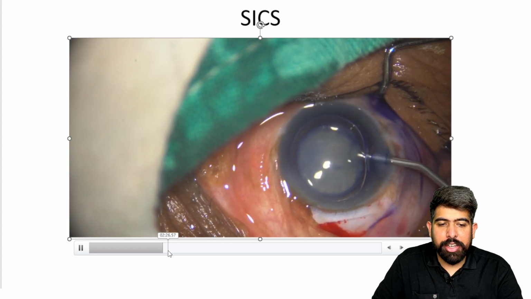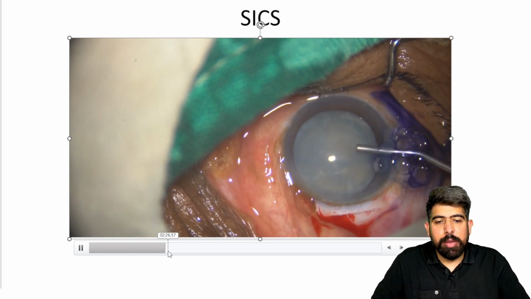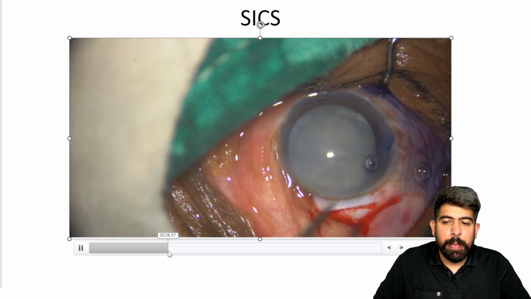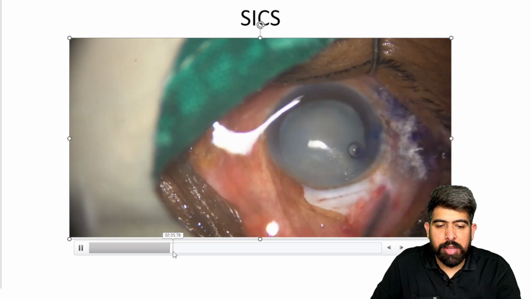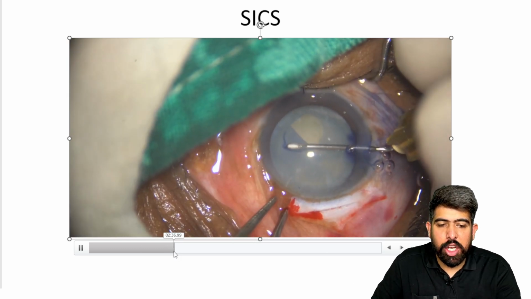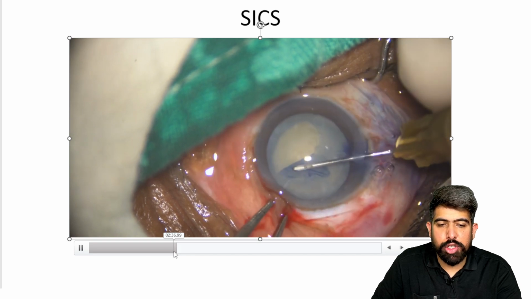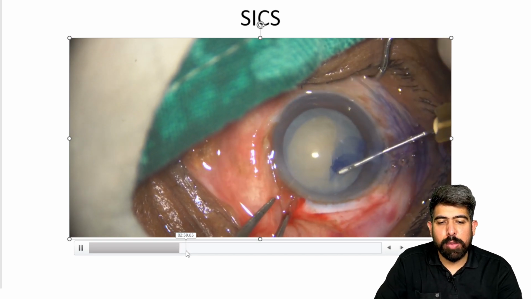After entering the anterior chamber, we injected this trypan blue dye, and this trypan blue dye will give coloration to the anterior part of the lens. Now we have to remove this anterior part of the lens, known as the capsule. This is the capsulotomy. The anterior part of the capsule should be removed through this 26 gauge bent needle. So you can see the capsulotomy is done.